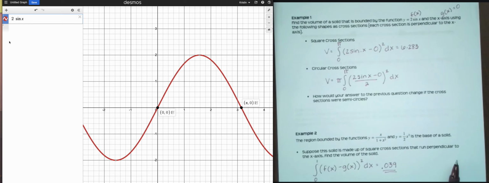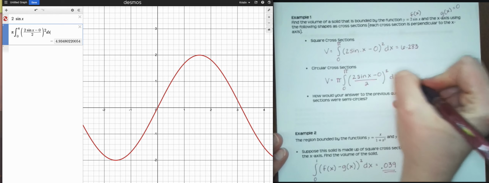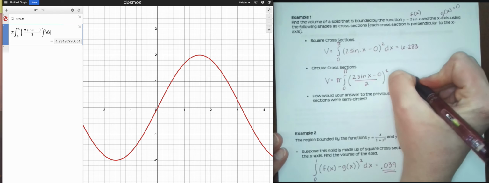Okay? Let's see, I didn't name it f of x. I should have, because that would make this easier, but that's okay. I'll make it work. From 0 to pi, over here, we're doing 2 sine x minus 0. Again, I know that's dumb, but doing it for emphasis so you know that if there were another function there, this is where you would subtract it. Divide it by 2, square it, dx. And there is your volume with circular cross sections. 4.935.